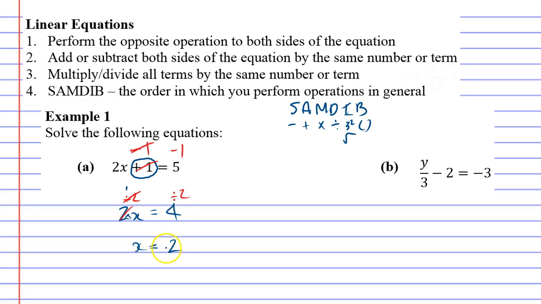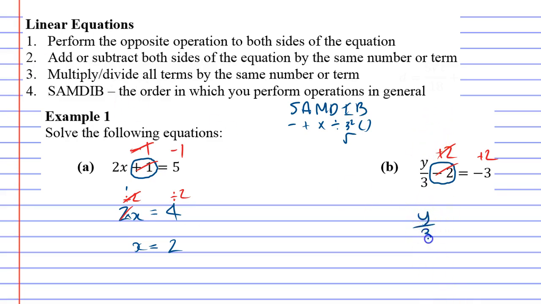Okay, let's look at question B. We'll follow the same steps. The very first thing we're going to do is use SAMDIB, and we can see we've got subtraction, and we've got a division by 3, and SAMDIB says to do subtraction first. So we're going to focus on the subtraction of 2. Step 1 says perform the opposite operation to both sides of the equation. So we're going to add 2 on both sides, which will cancel the 2.